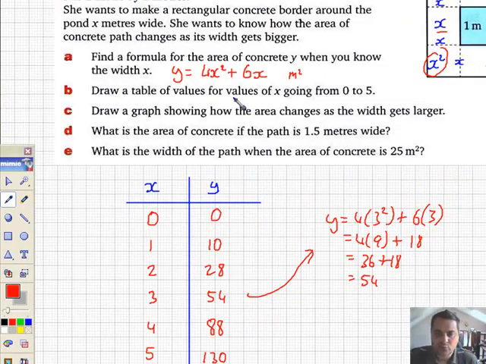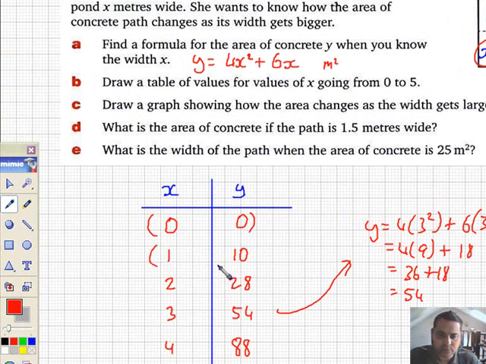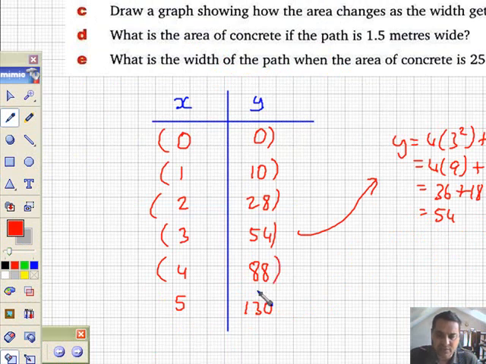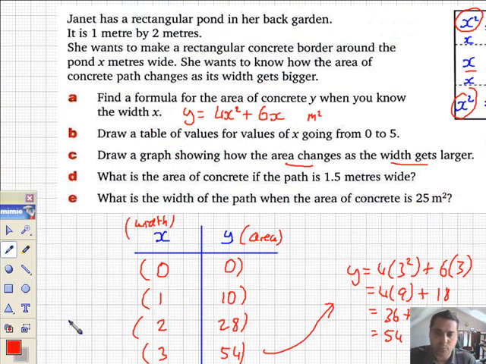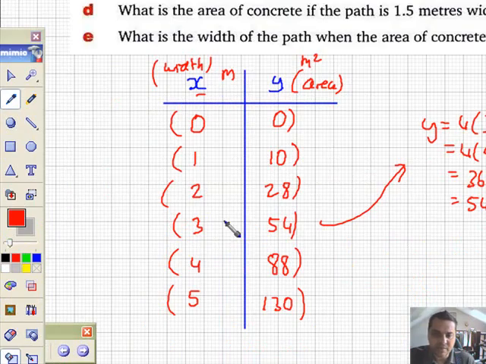Now, draw a table of values, done it there. Therefore I've got these coordinates here, 0, 0, 1, 10, 2, 28, etc. You don't really need to do this in an exam, but I'm just showing you that what we've generated is a set of coordinates from the table of values. Now I can draw a graph showing how the area changes as the width gets bigger and bigger. So Y is the area we've calculated, and X is what they call the width of the path. So I put the word width up there, and of course this will be in meters squared, it's an area, and we're told that X, the width, is measured in meters anyway.